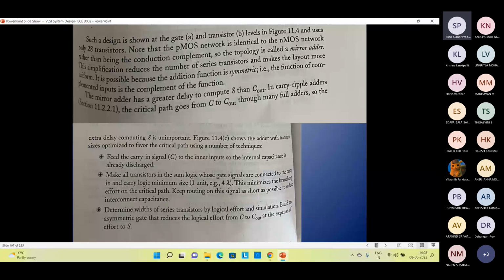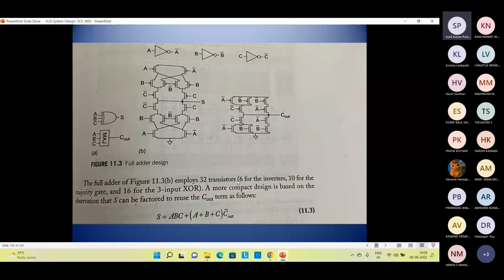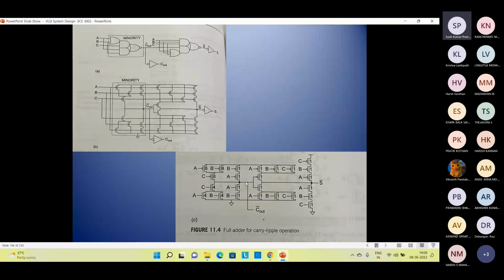Then we have to determine the width of series transistors by logical effort and simulation. And we have to build an asymmetric gate that reduces the logical effort from C in to C out at the expense of effort to S. Okay. So this is for your reference only, the full adder for carry ripple operation.